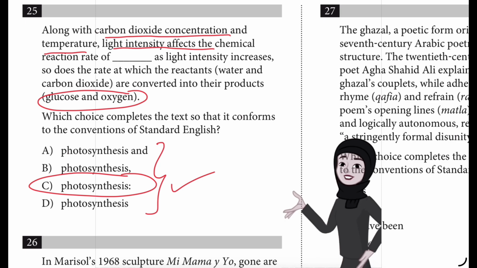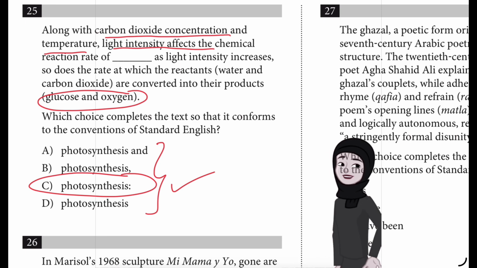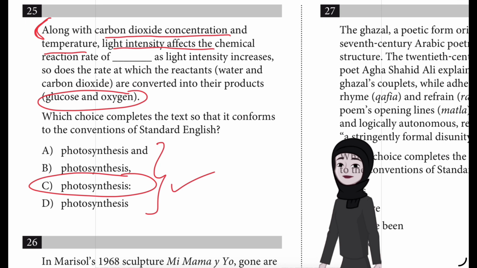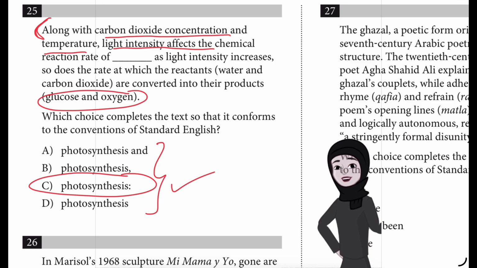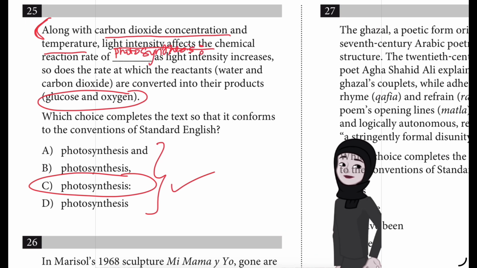So what is the convention being tested? The convention being tested is the use of punctuation in a sentence. In this choice, a colon is correctly used to mark the boundary between one main clause and the next. There is one main clause, that is, along with the reaction rate of photosynthesis. Definitely we have to fill in photosynthesis here because we are describing photosynthesis. And this is the first main clause, from along till photosynthesis.